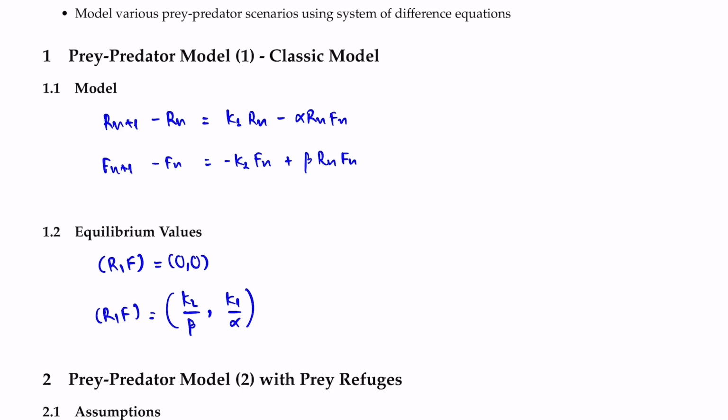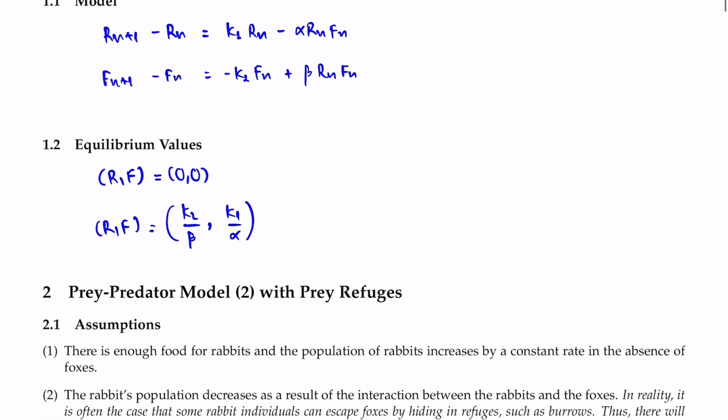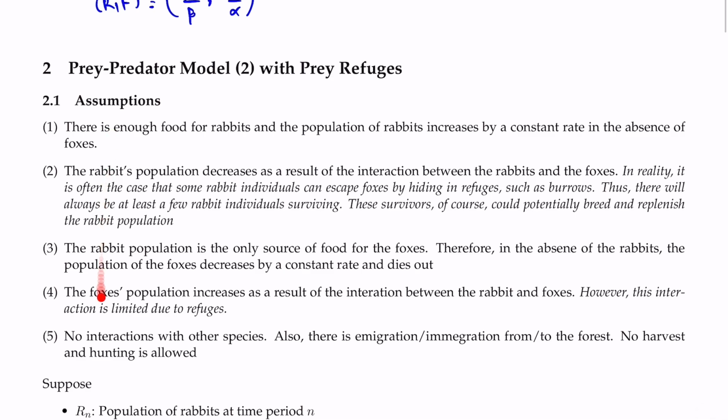Now, from this classic model of prey and predator interactions, I'm going to modify the system by including some additional assumptions, with the hope of making the model more realistic. Some of these assumptions that you see here already occurred in lecture 6. There are 2 types of text here, the regular text and italic text. The italic text are the new assumptions that we need to include in our model.